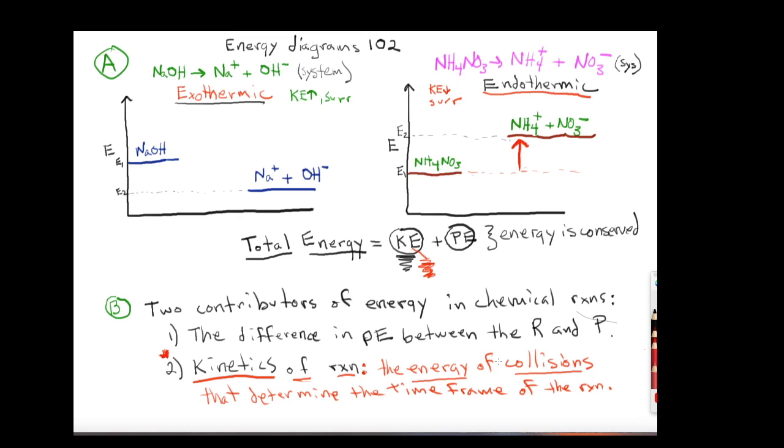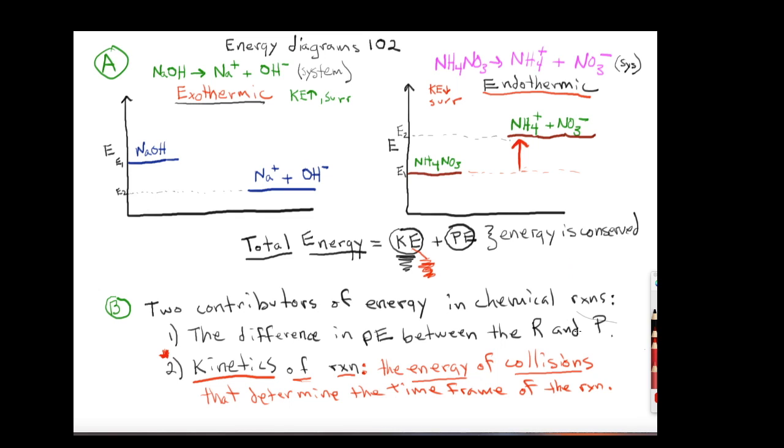So number one and two are distinct things. Number one has nothing to do with how fast the reaction is going to happen in the real world, and number two has nothing to do with the potential energy difference of the reactants and the products. Number two solely has to do with how fast the reaction is going to go.